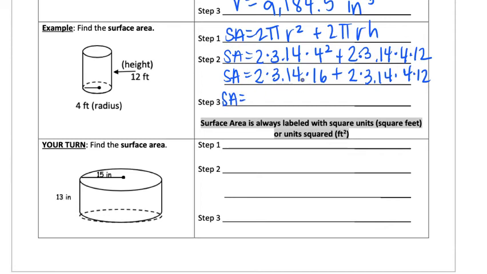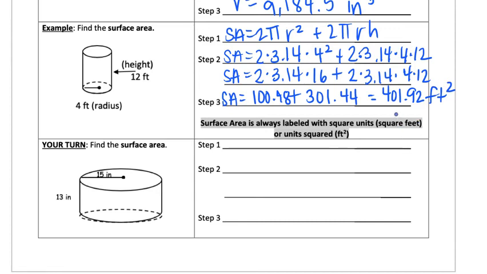So when I multiply this first chunk together, 2 times 3.14 times 16, that gets us 100.48, plus 2 times 3.14 times, sorry, I have the wrong number. I'm looking at the wrong example. This first chunk gave us 100.48, and then the second part here gives us 301.44. When we go ahead and add those all together, we get 401.92, and we are talking about feet squared because we're back on area here.